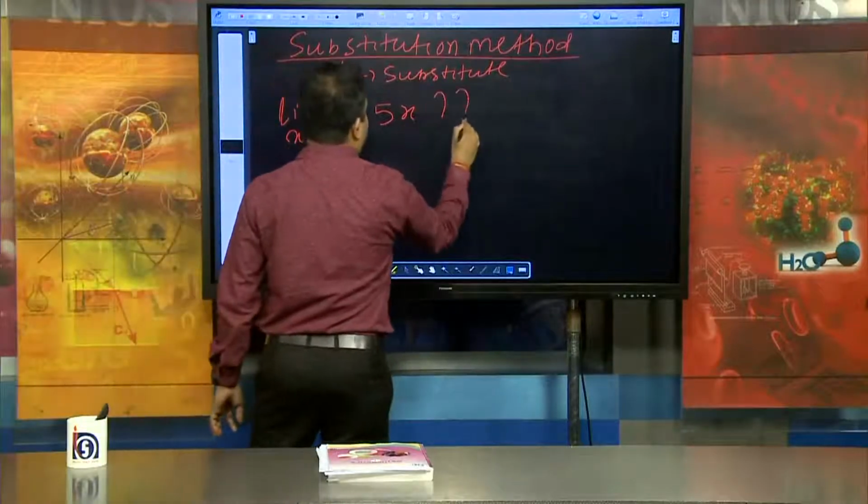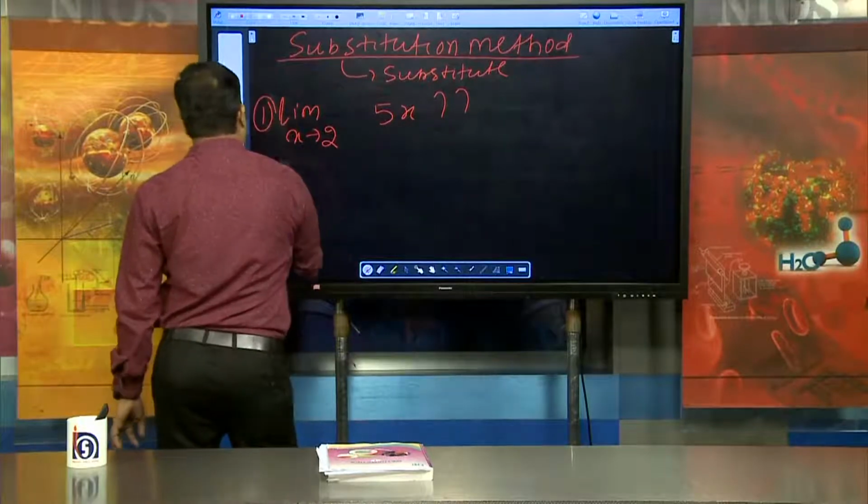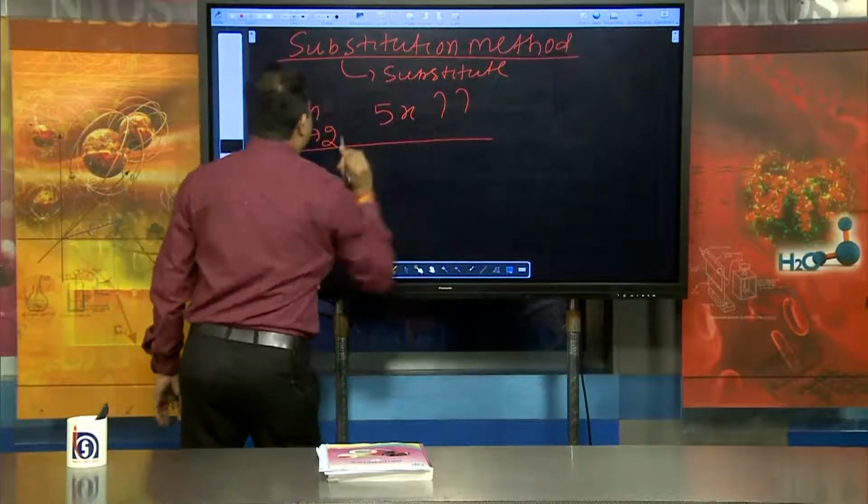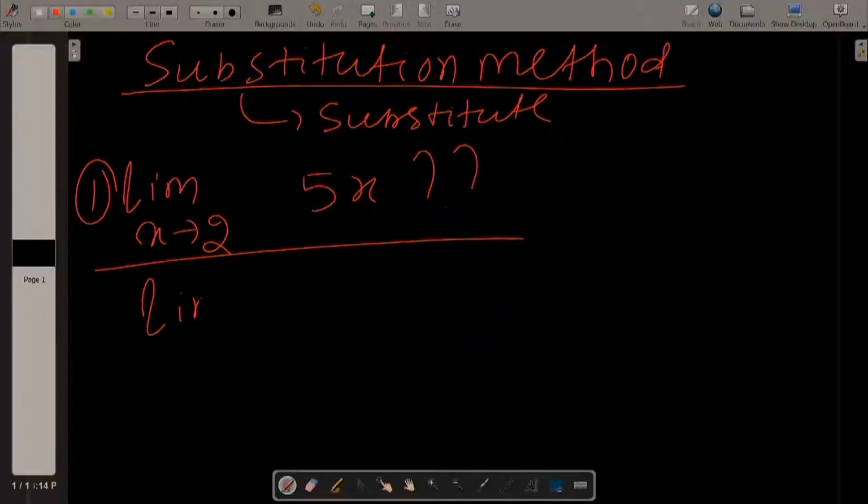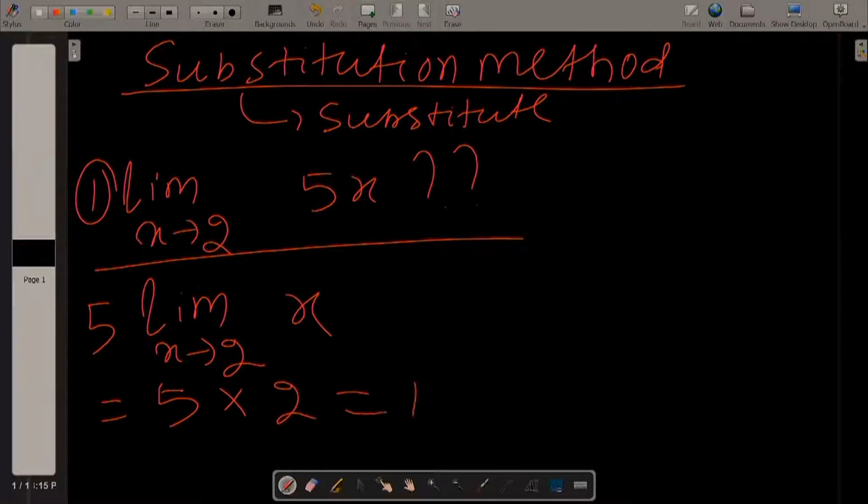So remember, when talking about its value, what will we do? I can say the variable is x, and 5 is the constant quantity. So I can write 5 into limit x tends to 2 of x, or simply I can say 5 into limit x tends to 2. In place of x I can write 2, the value will be 10.